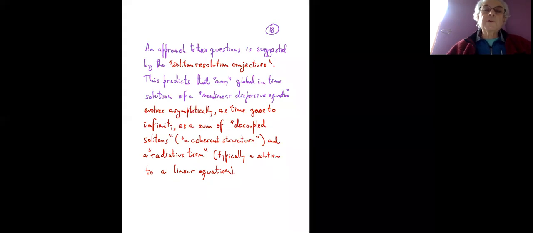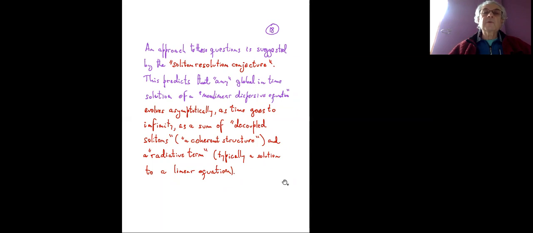So an approach to how to answer these questions is suggested by the soliton resolution conjecture. The soliton resolution conjecture predicts that any global in time solution of a nonlinear dispersive equation evolves asymptotically, as time goes to infinity, as a sum of decoupled solitons. These sums are called coherent structures, plus a radiative term, which is typically a solution to a linear equation.